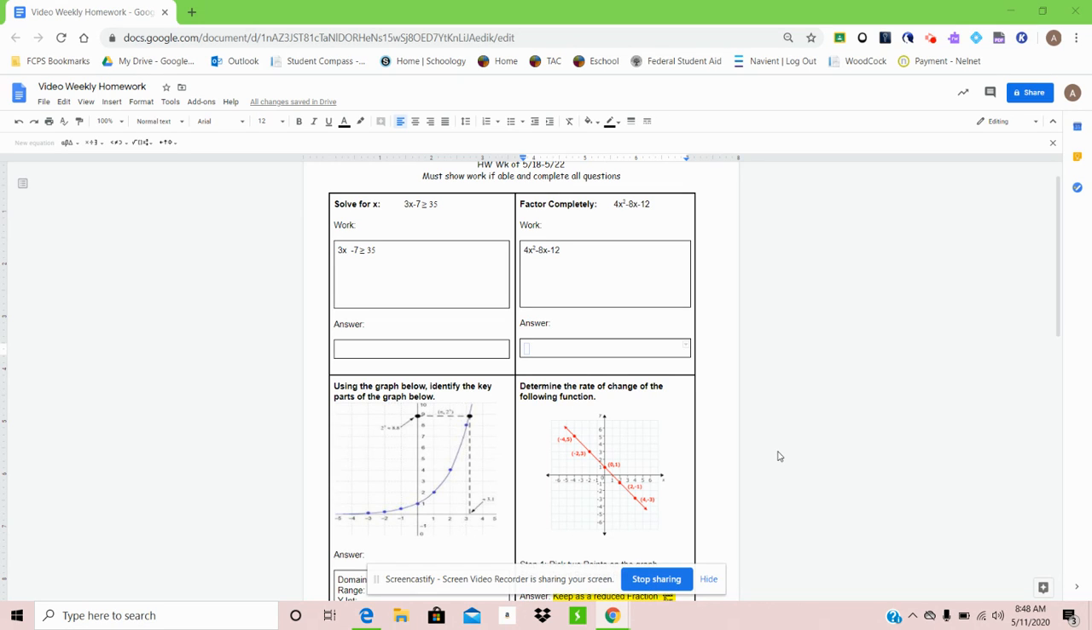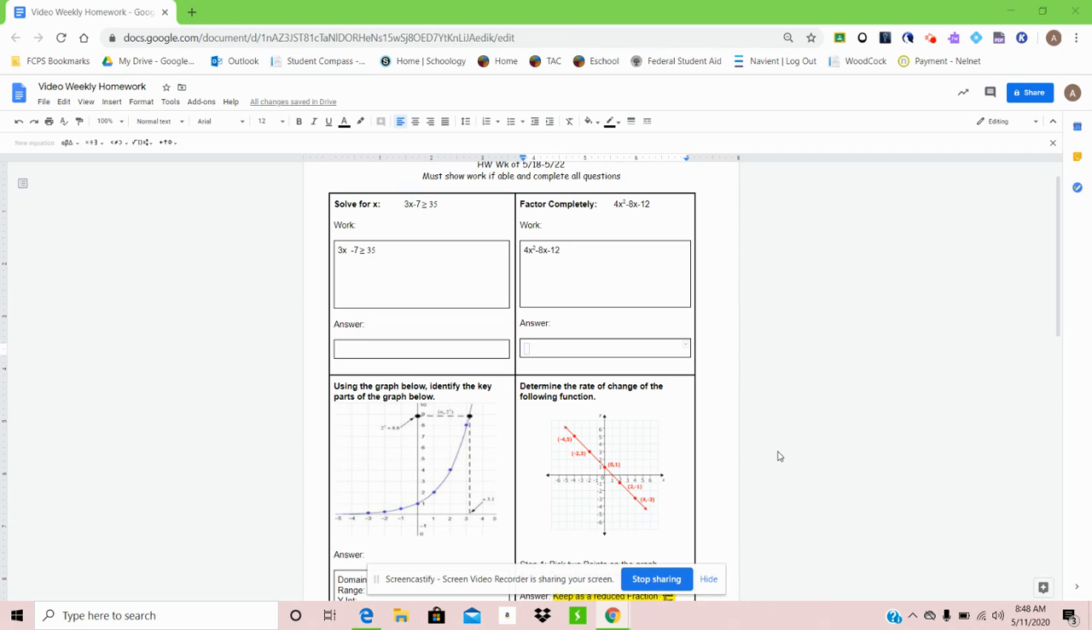With that said, if you're still having trouble typing into Google Docs, please reach out to your teachers, and we can help you understand how to type some of these symbols in. Or if you just want to write them on paper and then take a picture of that, we can also accept it that way.